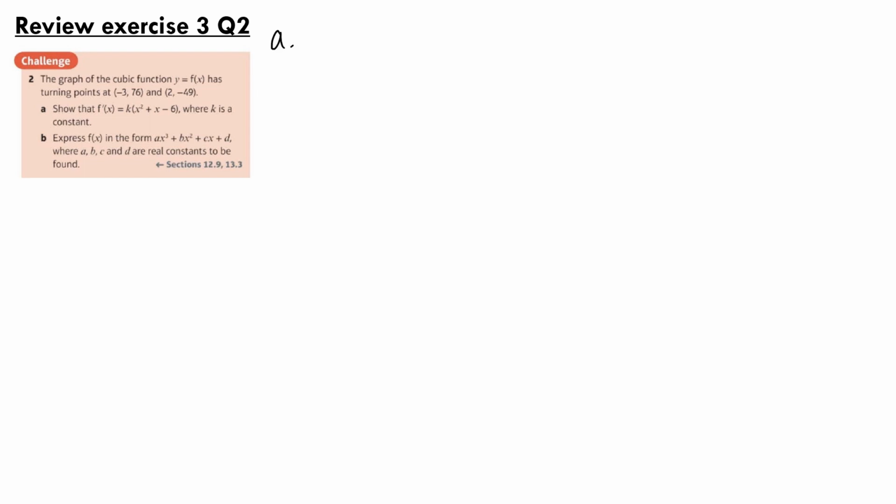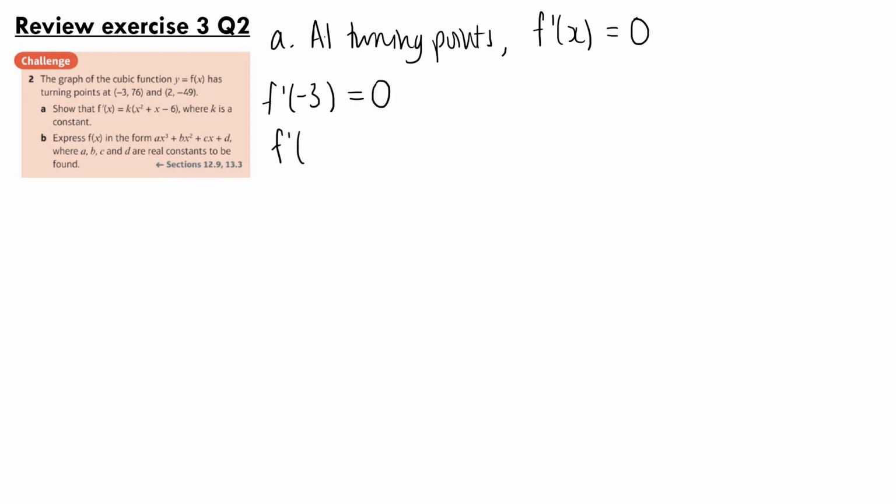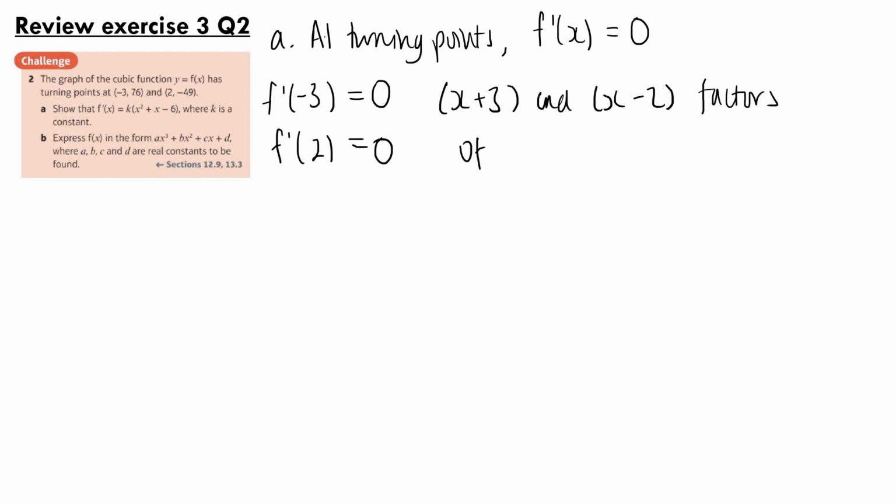So we know that at turning points, we must have that the derivative is equal to 0. So we must have that f dash of minus 3 is equal to 0, and f dash of 2 is also equal to 0. Now we can use the factor theorem here. If we know that f dash of minus 3 equals 0 and f dash of 2 is equal to 0, then we know that x plus 3 and x minus 2 must be factors of the derivative of f of x.